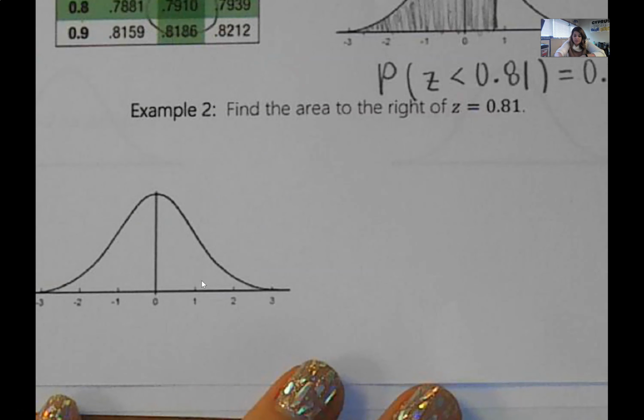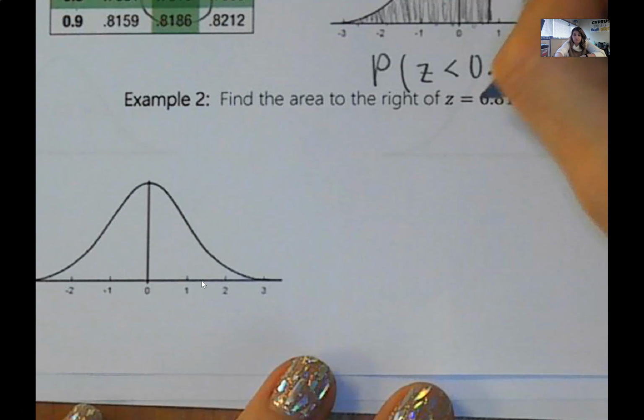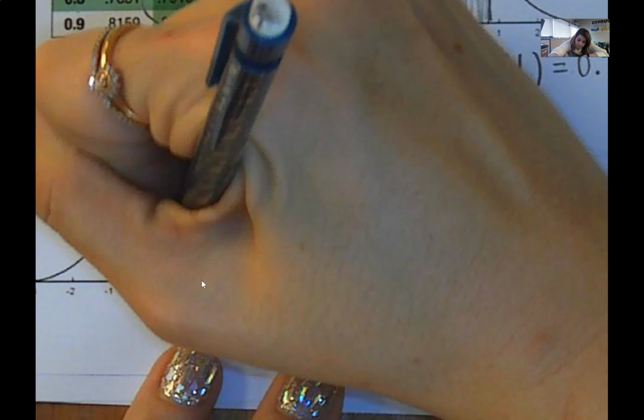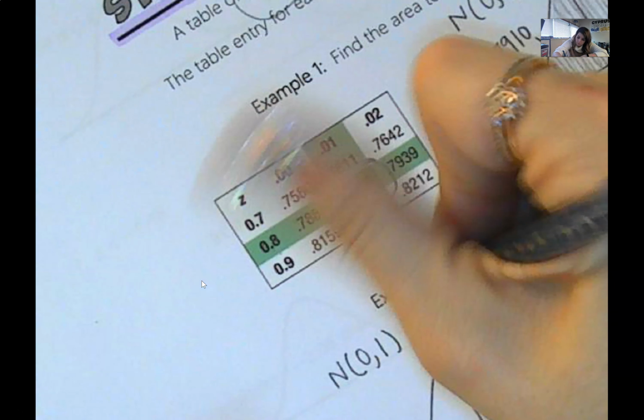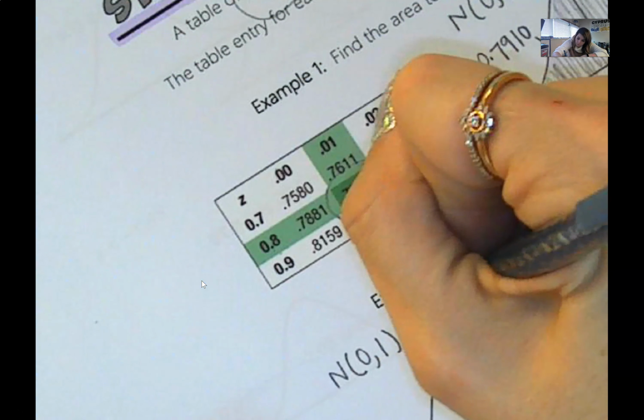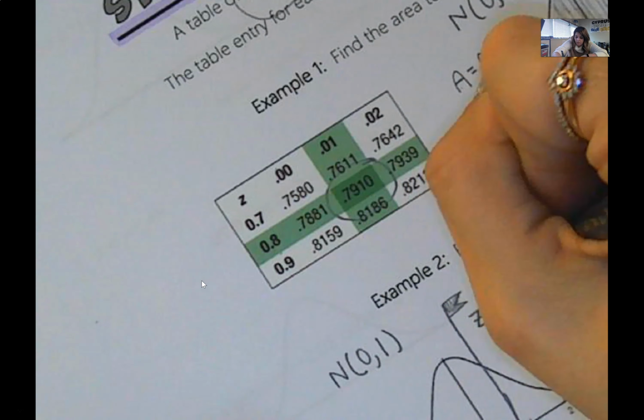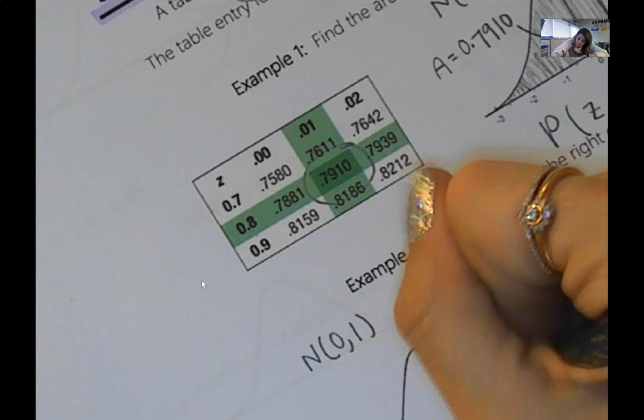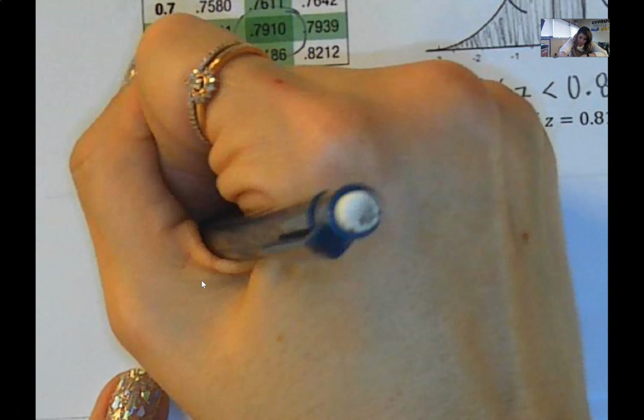Okay, the next problem says find the area to the right of z equals 0.81. So on this standard normal curve, I label the parameters. I plant my flag again. I label Z again, but this time I shade in the area to the right of the flag. Well, based off of the last problem, I know that this area that I did not shade in is 0.7910.